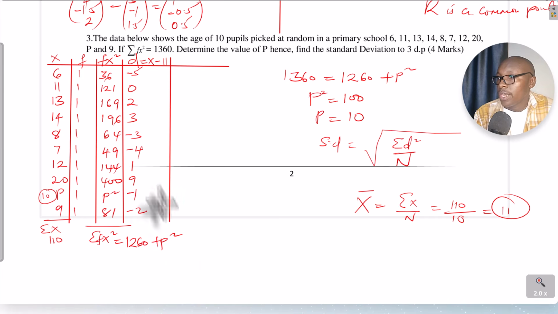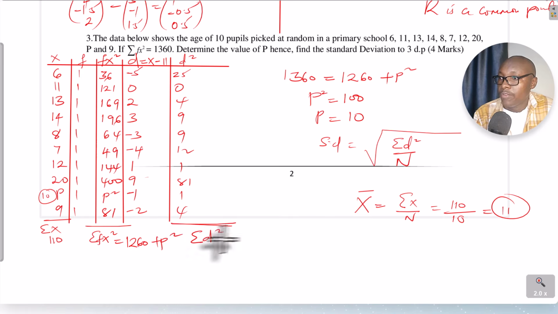So now we need to get the deviation squared. You square negative 5 squared, that is 25. This is 0. This is 4. This is 9. 9, 12, 1, 81. You're squaring the deviation. Then get the sum of the deviation squared.